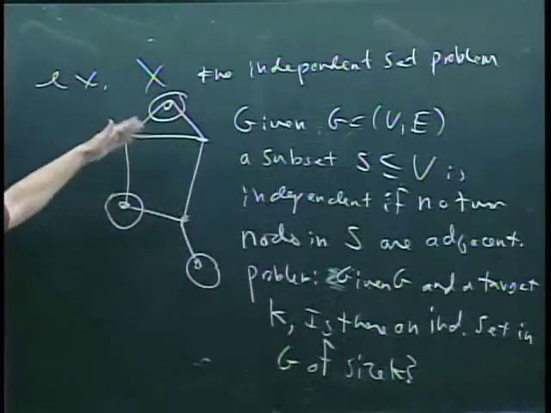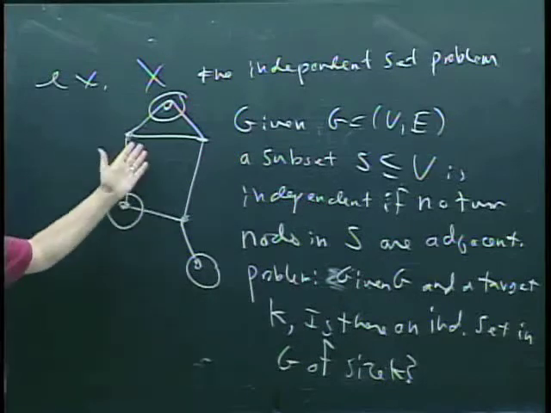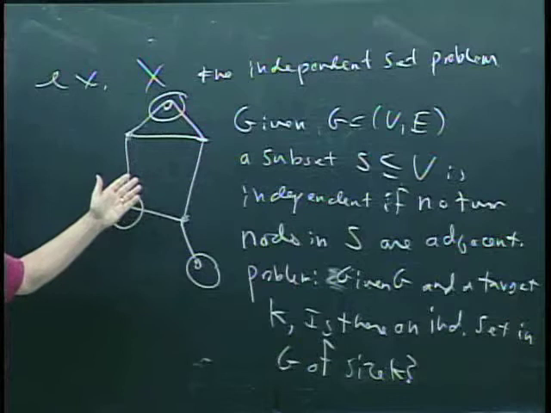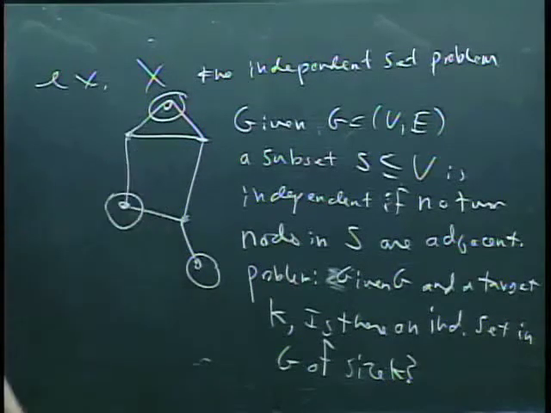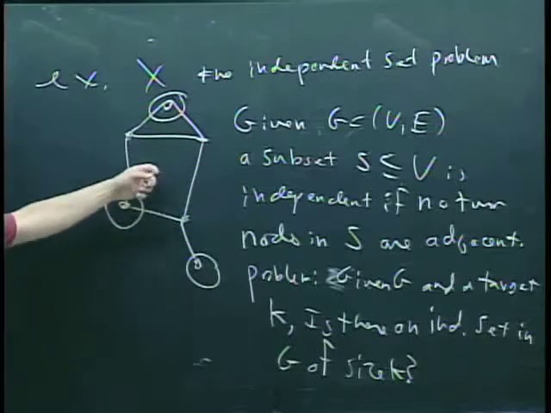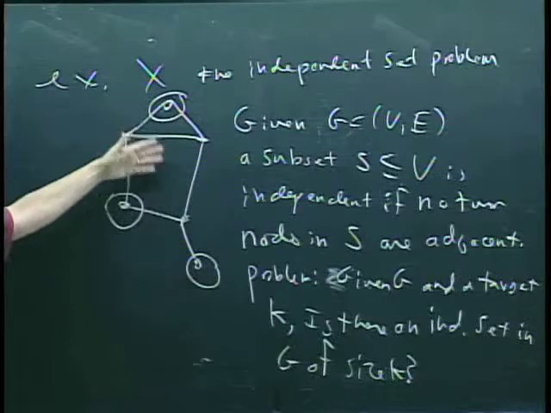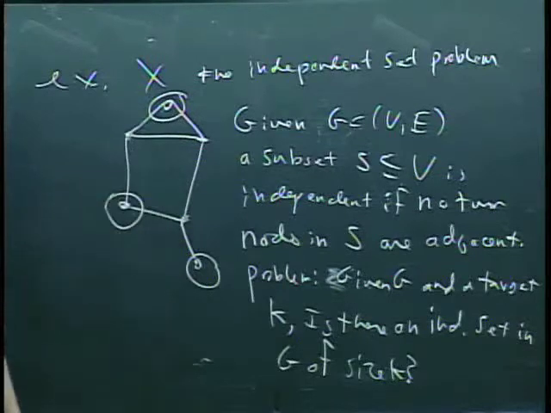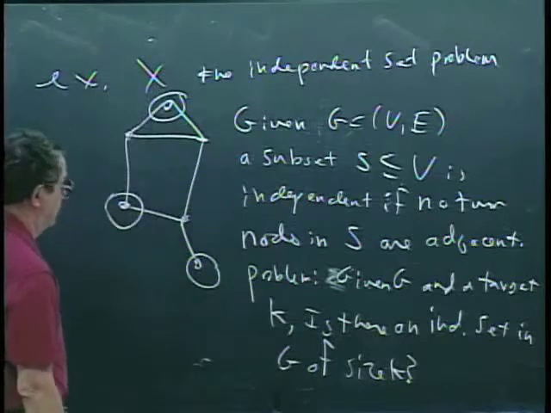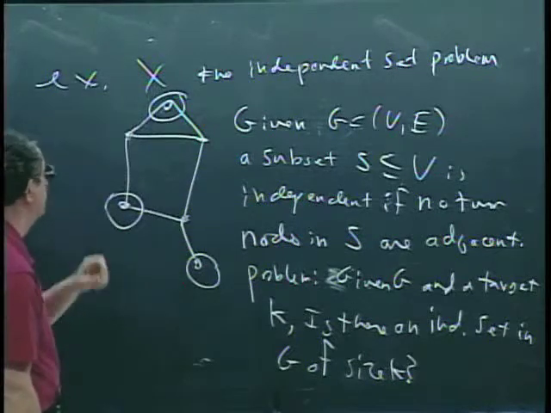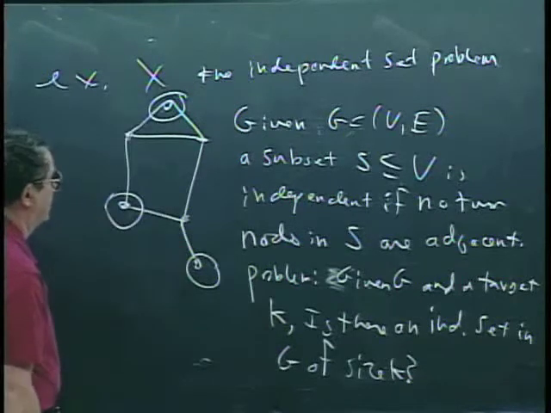So in this graph, if the target was 2, then the answer would be yes. There's an independent set of size 2. In fact, there's one of size 3. But if there's one of size 3, there's one of size 2. Whereas if K was equal to 4 here, then the answer would be no. There is no independent set here of size 4. So we're going to be dealing with problems that have a yes-no answer. Those are called decision problems. So X is one particular problem.